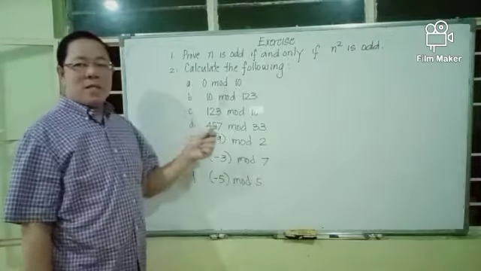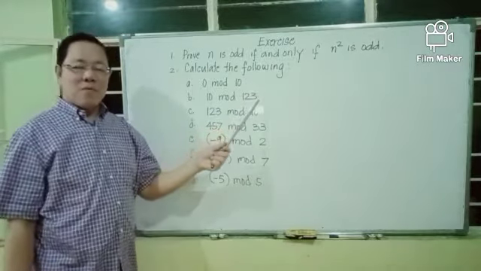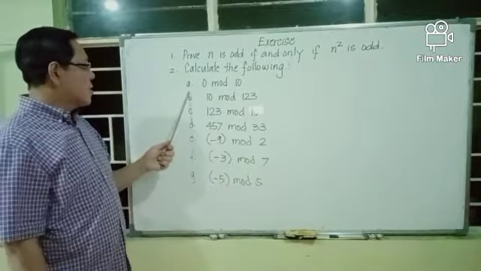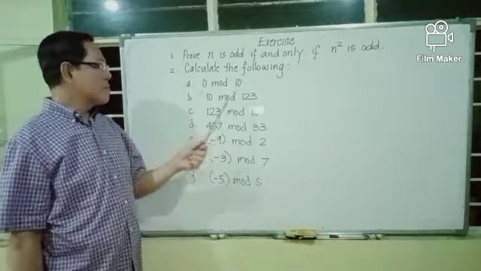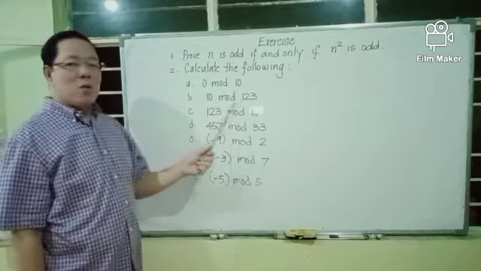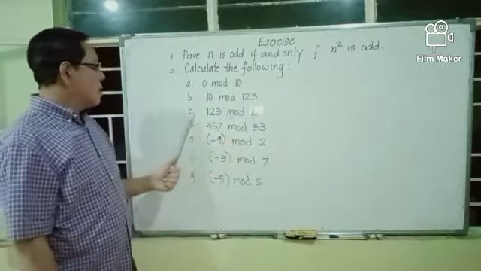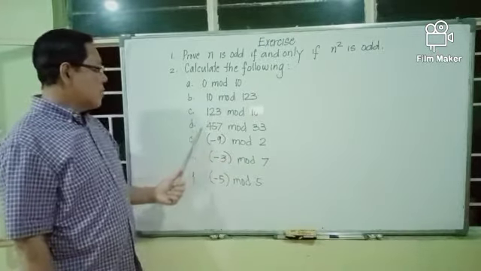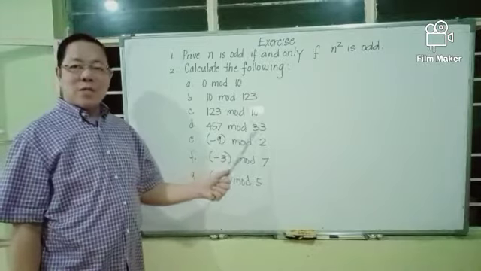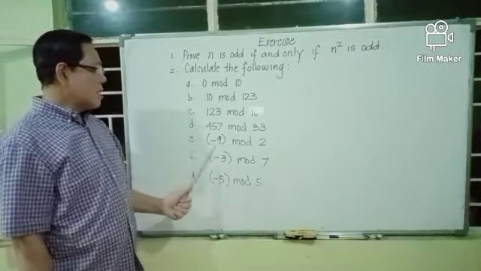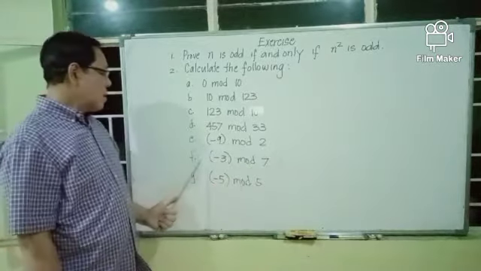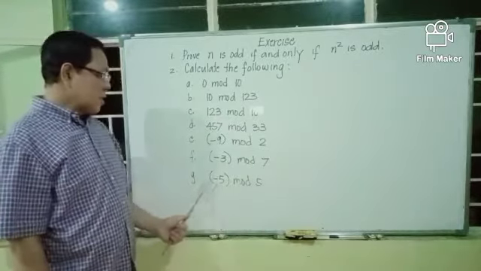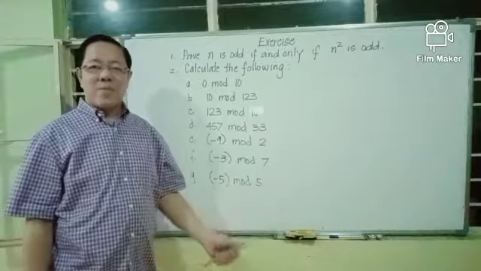Number 2, calculate the following, or find the values of each of the following. Letter A, 0 modulo 10. B, 10 modulo 123. C, 123 modulo 10. D, 457 modulo 33. E, negative 9 modulo 2. F, negative 3 modulo 7.